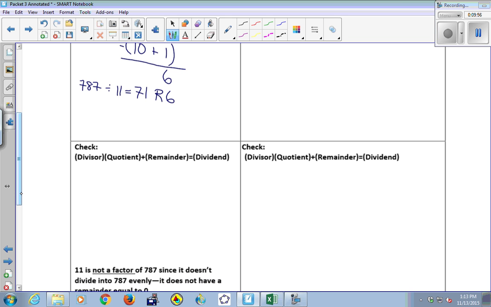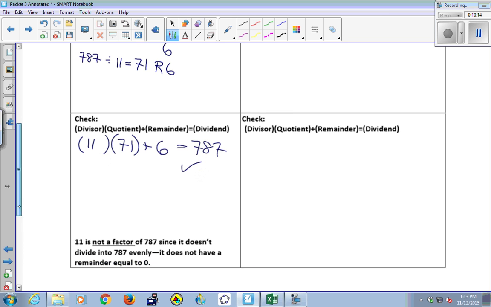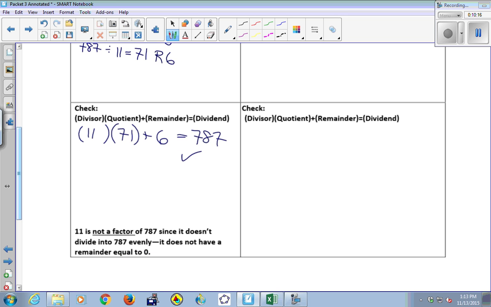Okay, so if I do, quotient was my 71, divisor was 11, and add my remainder of 6, I should get 787. Okay, so that's a way to check. So we should note that 11 is not a factor of 787. It doesn't go in evenly, right? Because the remainder was not 0, that's how we can tell that.